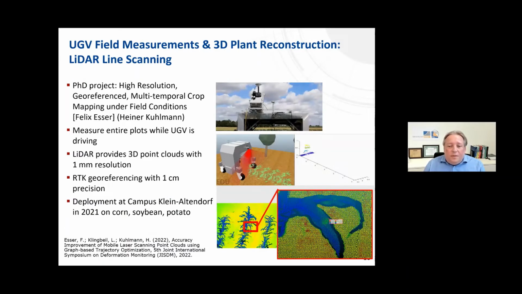There are different sensors on this ground robot. One was mounted on top by Felix Esser, supervised by Heiner Kuhlmann. The objective here is to measure entire plots while the vehicle is driving. This is a LiDAR-based sensor that can measure distances. And ideally, there would be an animation. Oops. Now it seems to work.